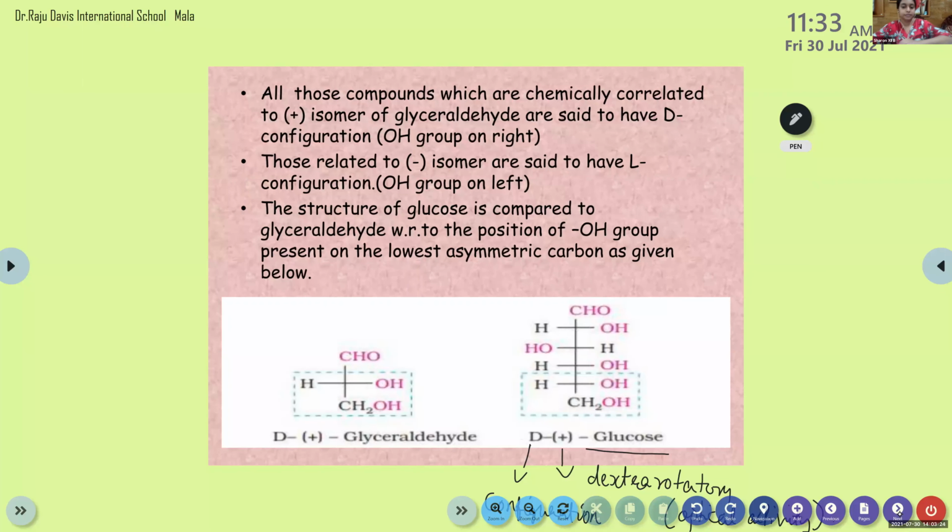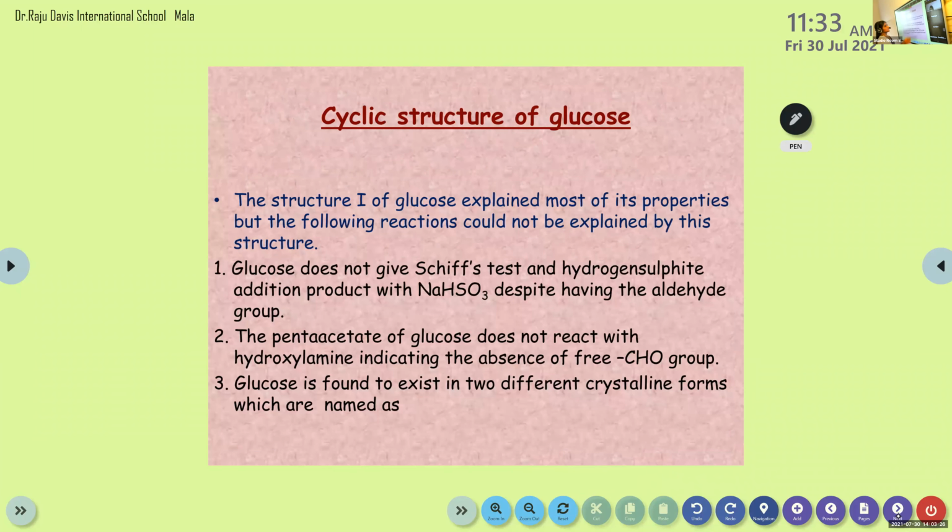Okay. Then we are moving to the next topic, that is the cyclic structure of glucose. We have learned already one structure, that is a straight chain structure, right? So the structure 1 of glucose, that means the structure suggested by Fischer, explained most of its properties. But the following reactions could not be explained by that straight structure. So these are the reactions that cannot be explained using the previous structure.